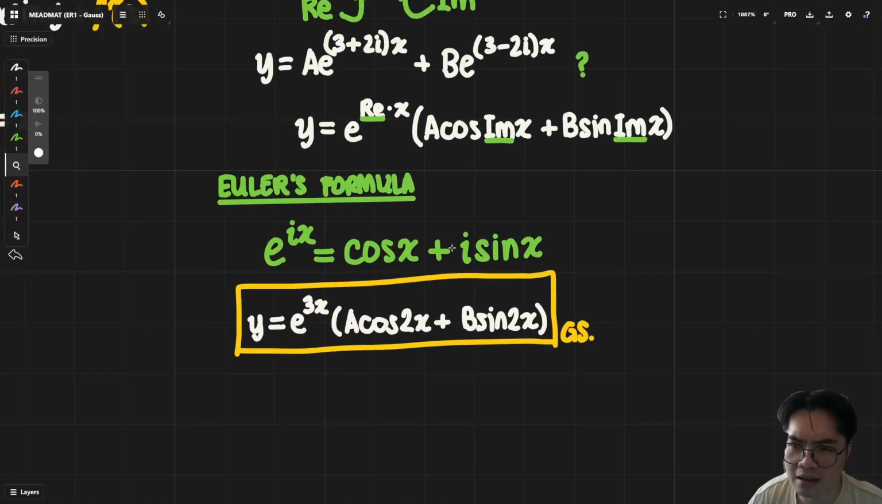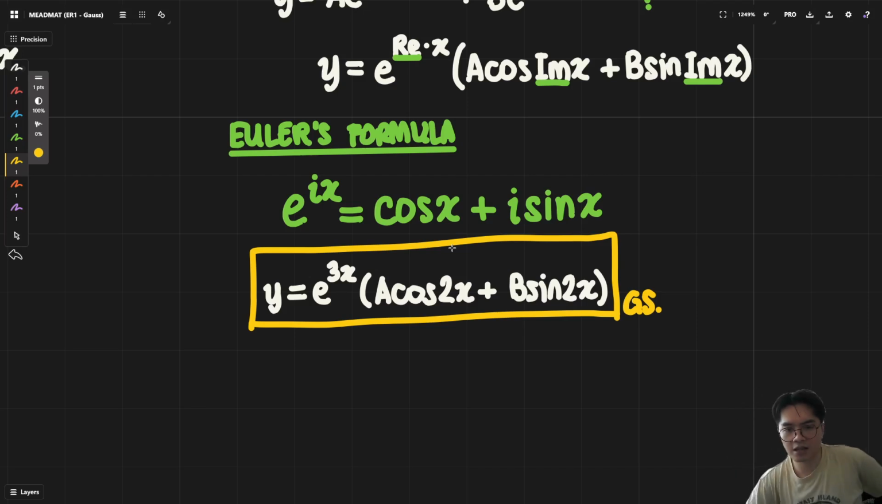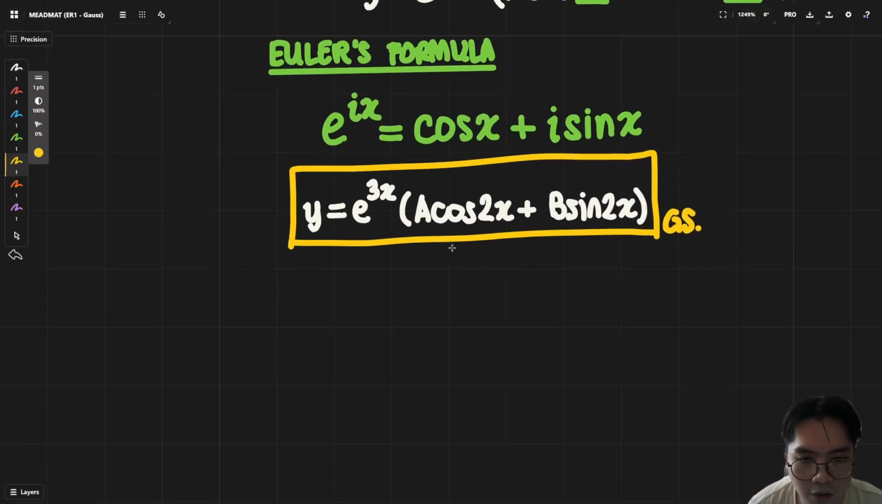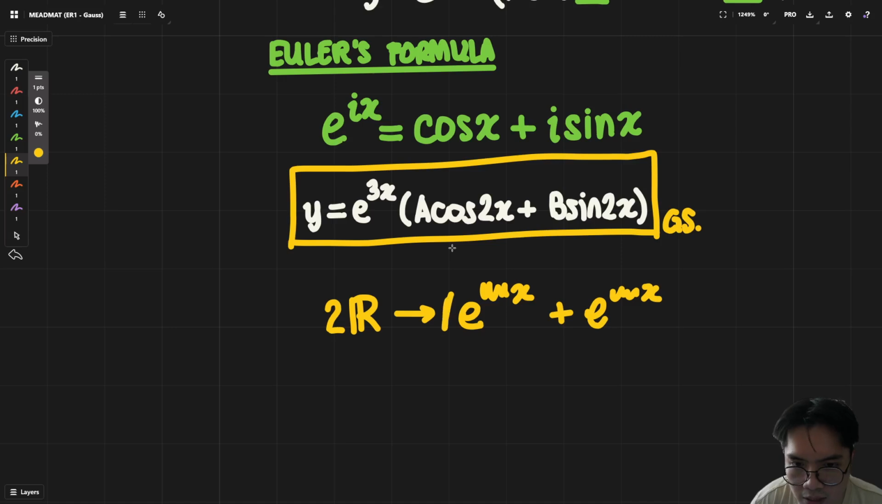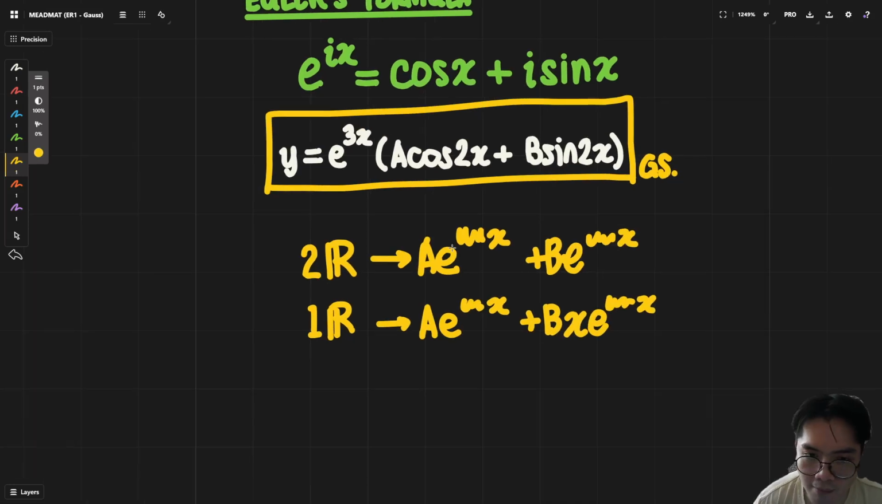Just to summarize before we go to the last part: if you have two real solutions, what you just do is the normal e raised to something x, and then e raised to something x. That's it, a e to the something, and so on. Now, if it's two repeated reals or just one real solution, what you're supposed to do is introduce a linear combination, b x e raised to something x.